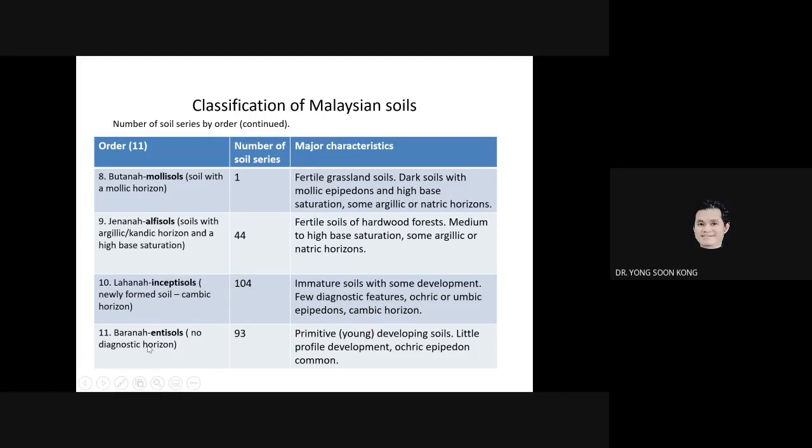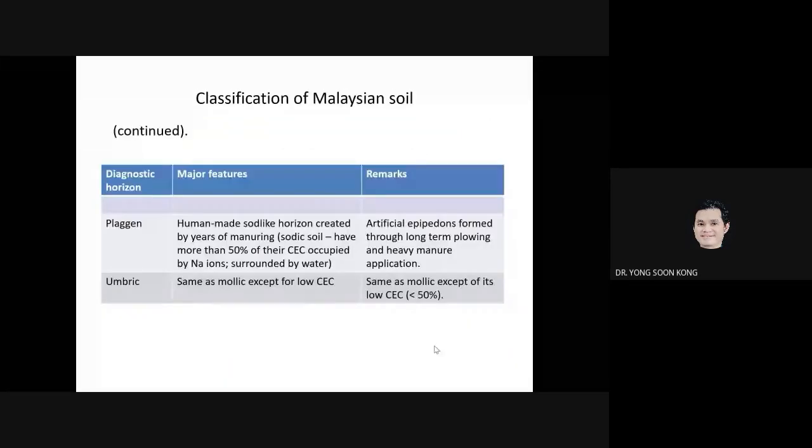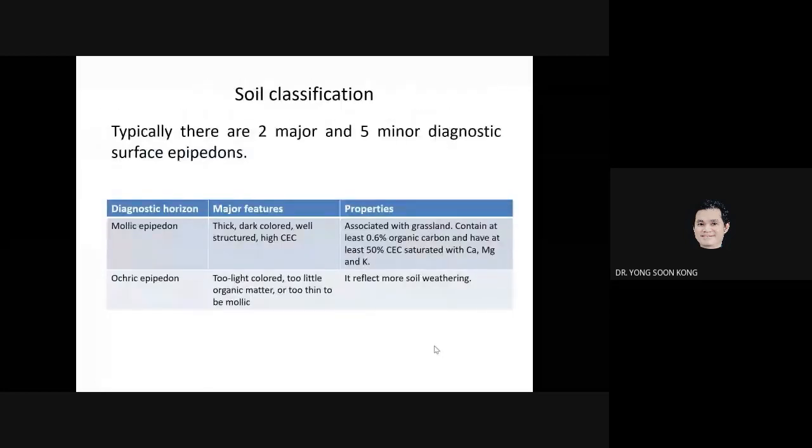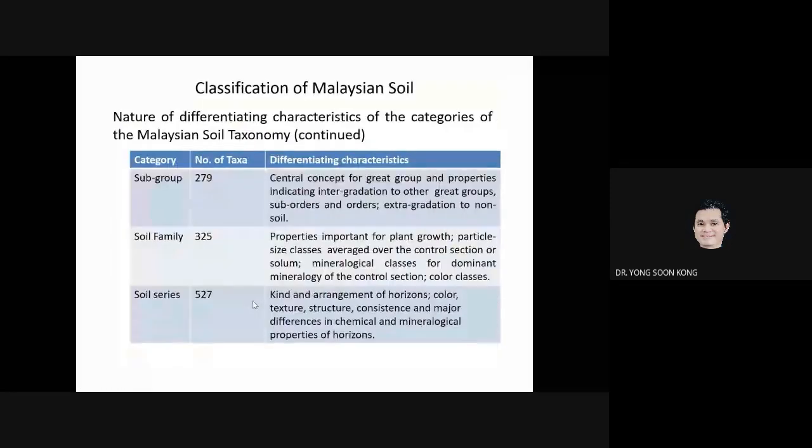And then finally, entisol. Entisol 93, quite a lot. These are also primitive, just like inceptisol, but maybe slightly more developed. It has a little bit of development. Ochric epipedon is common. So just now, ochric, you still remember? Okay, if you don't remember, let's go back. What is ochric? I think I remember just now I saw ochric. Yeah, right here. Too light colored, too little organic matter, or too thin to be mollic. So they are developed slightly, but not much organic matter, and therefore not good. It's not good for agriculture.